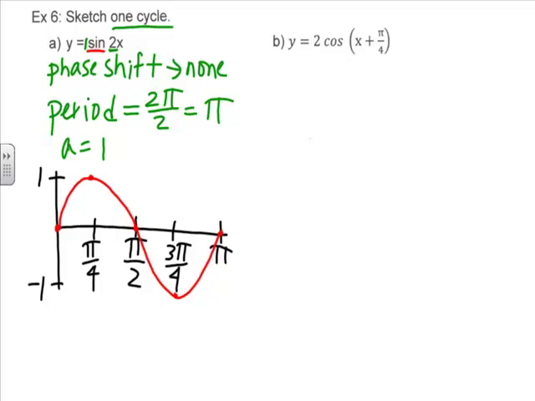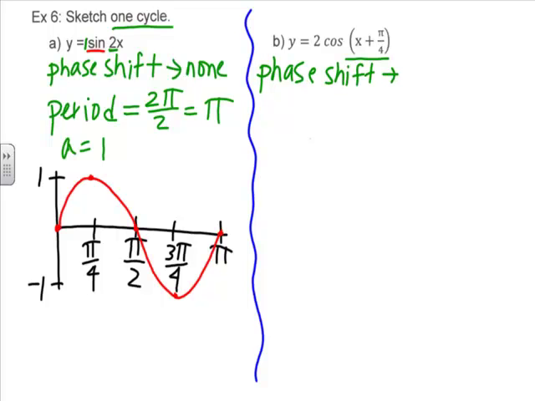Okay, just for practice, I'm going to give you kind of a harder one. Some of the ones that are in this problem set are not as difficult as this, but just to kind of think about it a little bit. So, y equals 2 cos(x + pi/4). So let's start in the same way. So notice, yes, we have a phase shift.